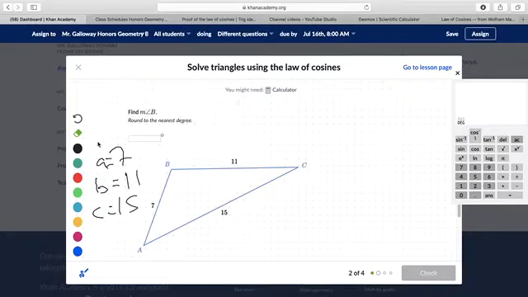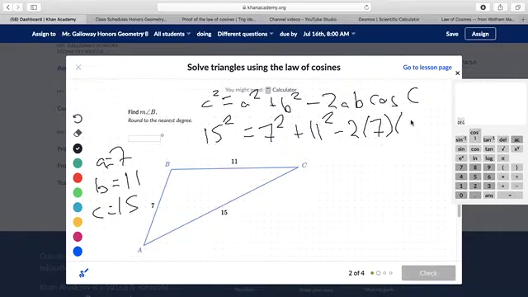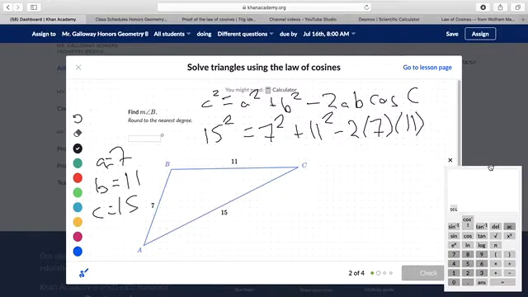So we're going to have c squared, let me write the formula first. C squared equals a squared plus b squared minus 2ab cosine c. So that's going to be 15 squared equals a is 7, 7 squared plus b is 11, 11 squared minus 2 times 7 times 11, and that's going to be multiplied by cosine c.